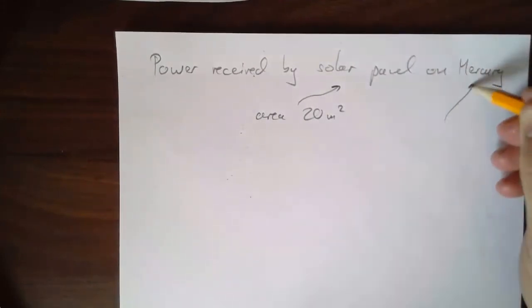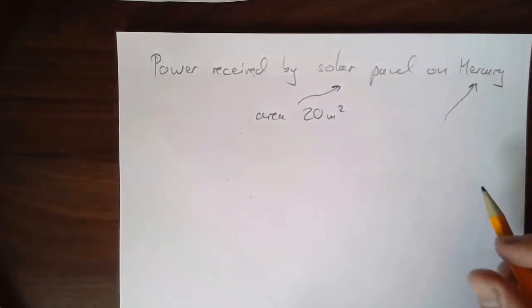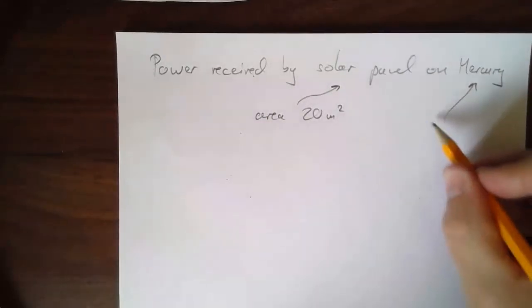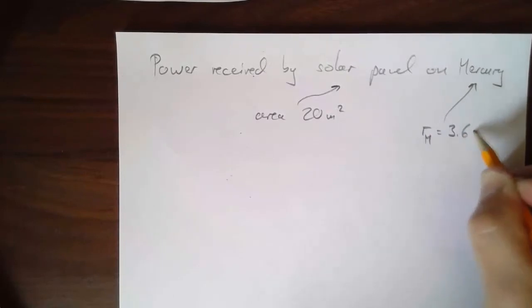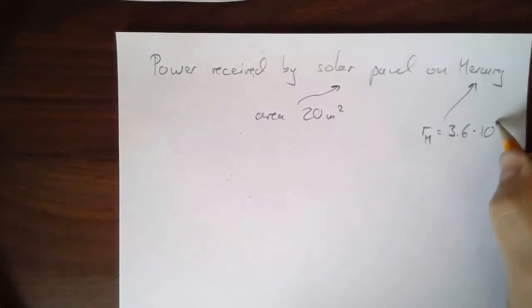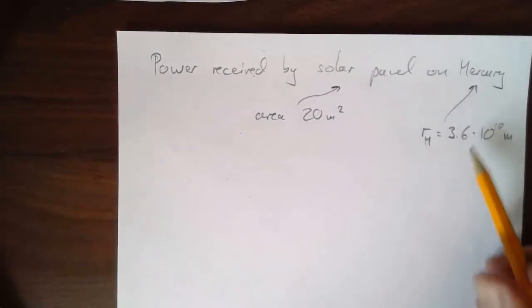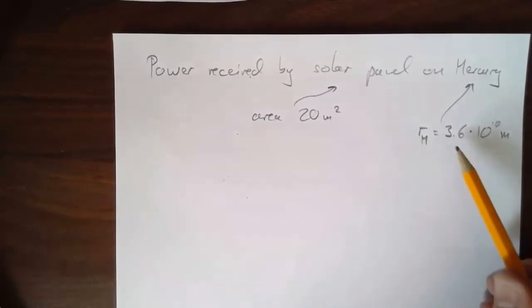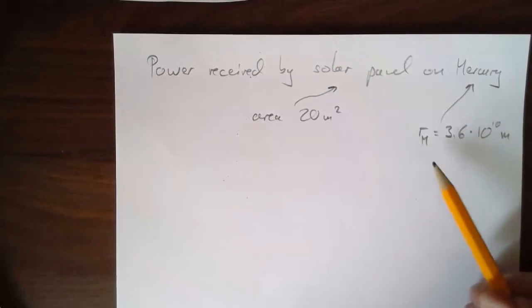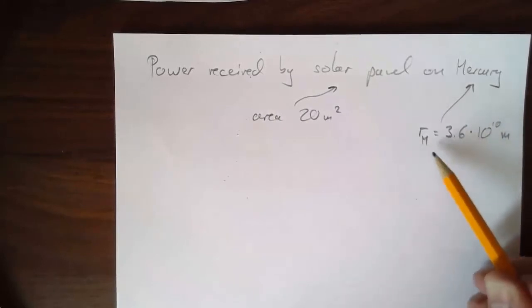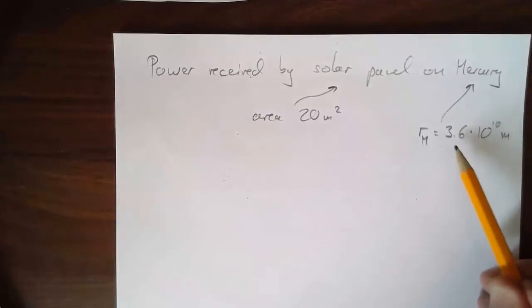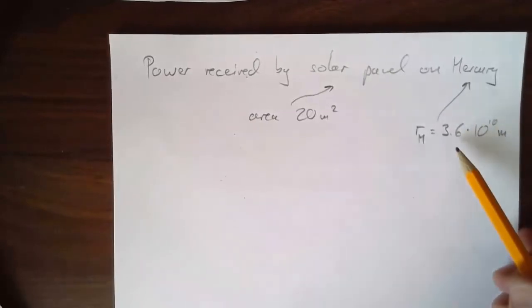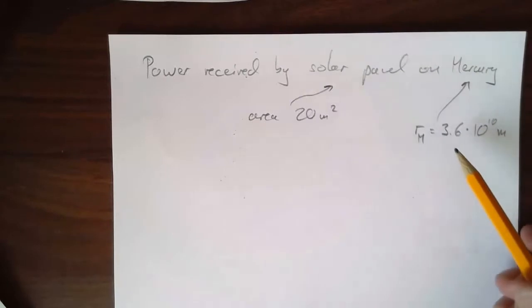How far is Mercury from the Sun? We can go look it up. Mercury is about 3.6 times 10 to the 10 meters. So it's 36 million kilometers, whereas the Earth is 150 million kilometers, so it's a little bit more than 20% of this. It's a lot closer than Earth, right? It's a bit more than a fifth of the distance.